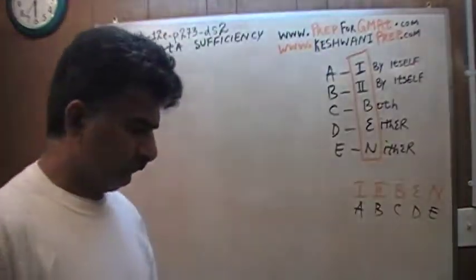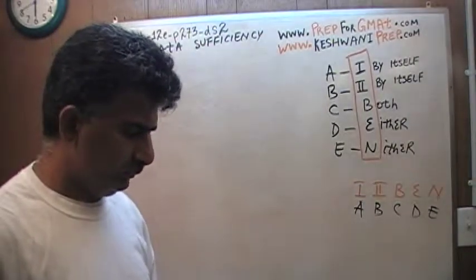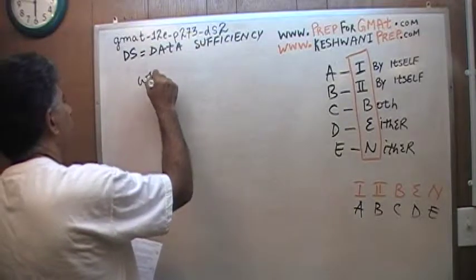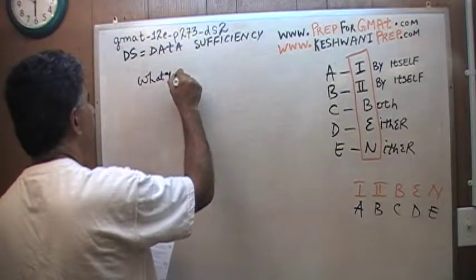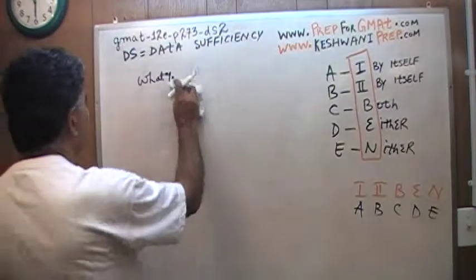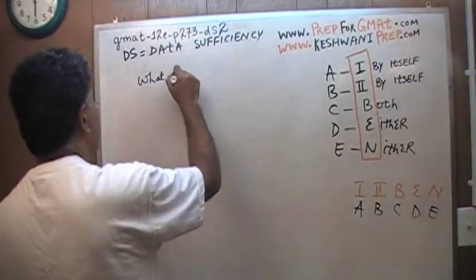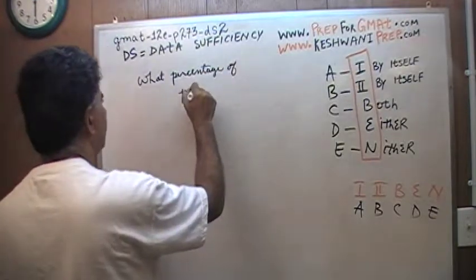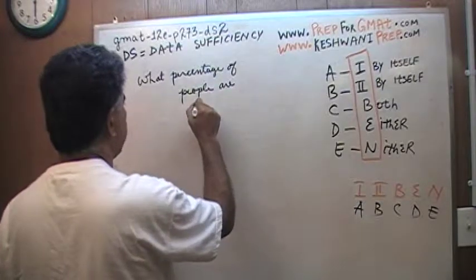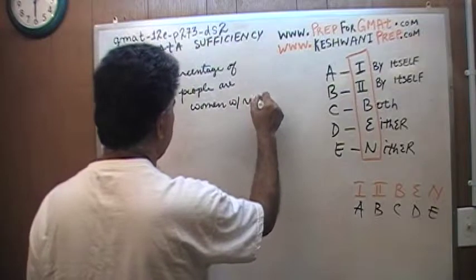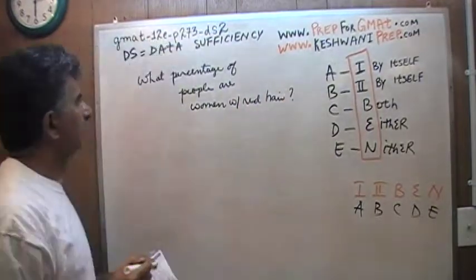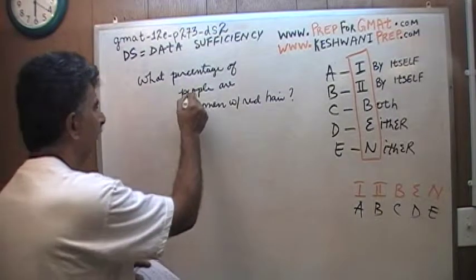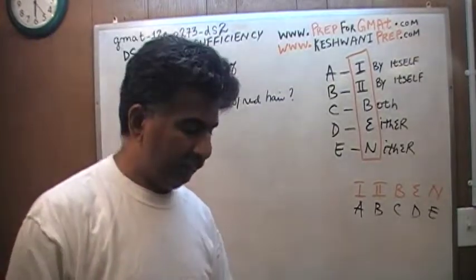Number 2. Question is, what percentage of the group of people are women with red hair? What percentage of people are women with red hair? That's the question. And notice what we're looking for here. What percentage of a group of people, what percentage of the people are women with red hair?